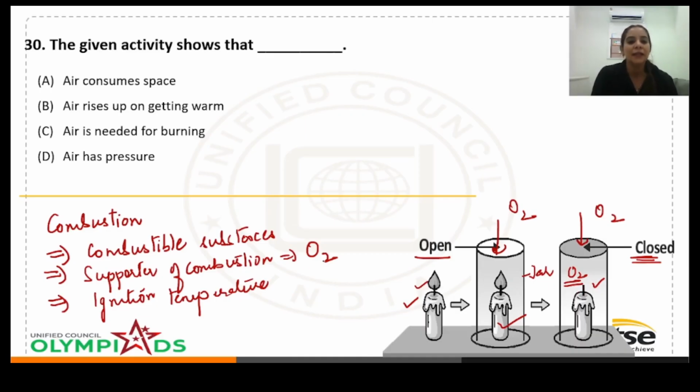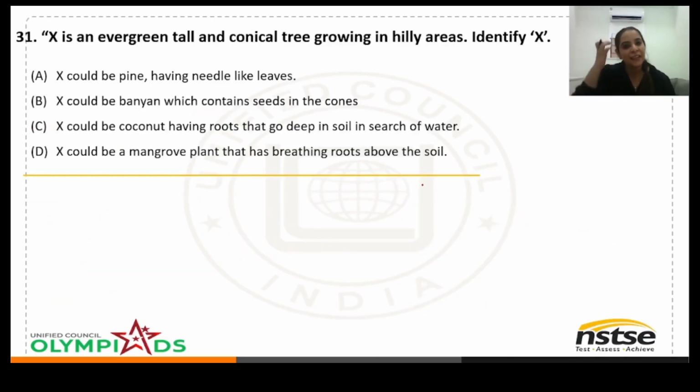So basically this given activity shows that air consumes space. No. Air rises up on getting warm. No. Air is needed for burning. Yes. Without air you cannot burn things. You need a supporter of combustion, that is air. Air has a pressure, again no. So here which option is correct? Option C is correct.